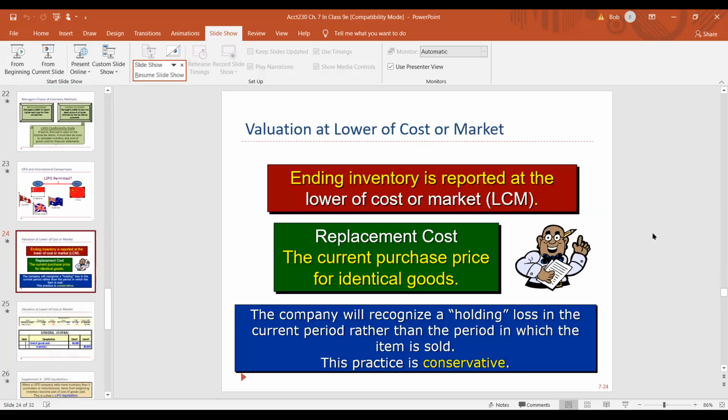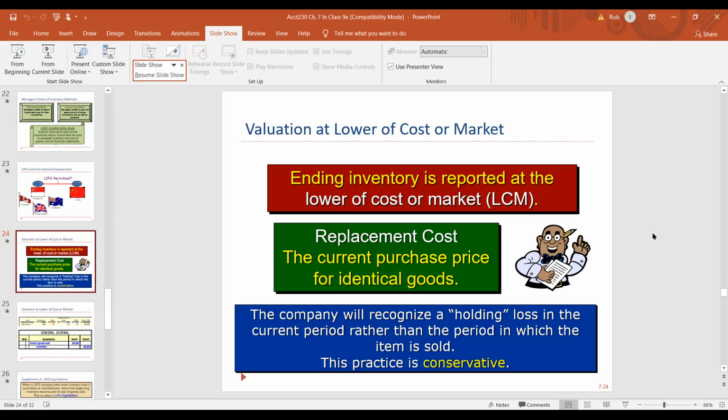LIFO and international, whoa, we're not going to talk about that. No way. Okay, we're getting toward the end of this chapter here. Ending inventory is reported at the lower of cost or market. Here is another GAAP principle, conservatism.